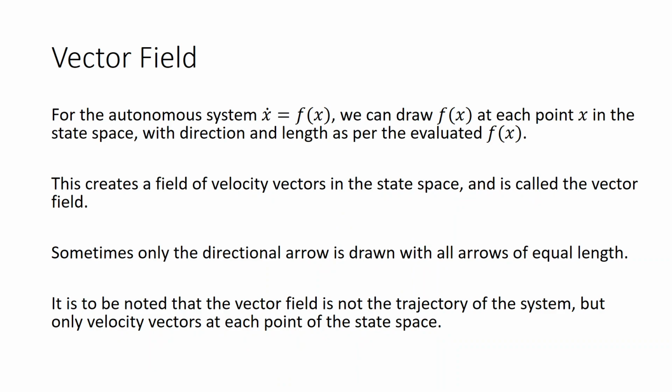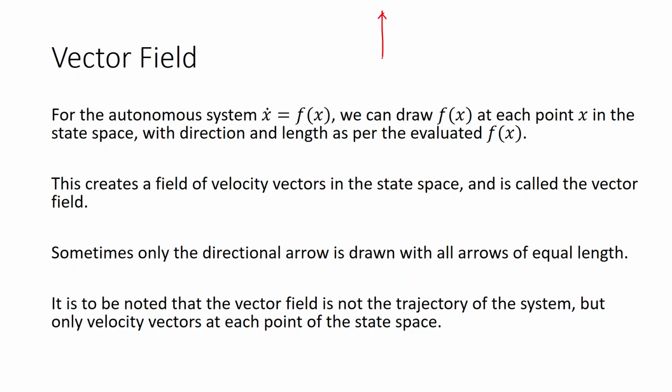So what are these phase portraits? Now let us understand step by step. For any autonomous system x dot equals f(x), you can always draw the f(x). If you know the x at a particular point in the state space, you can draw f(x) at that point with direction and length as per the f(x). So it is like that.